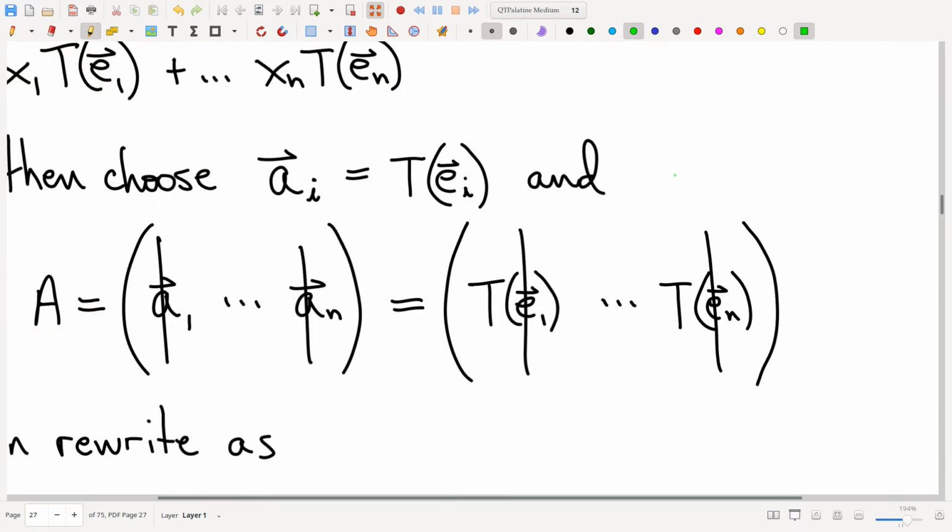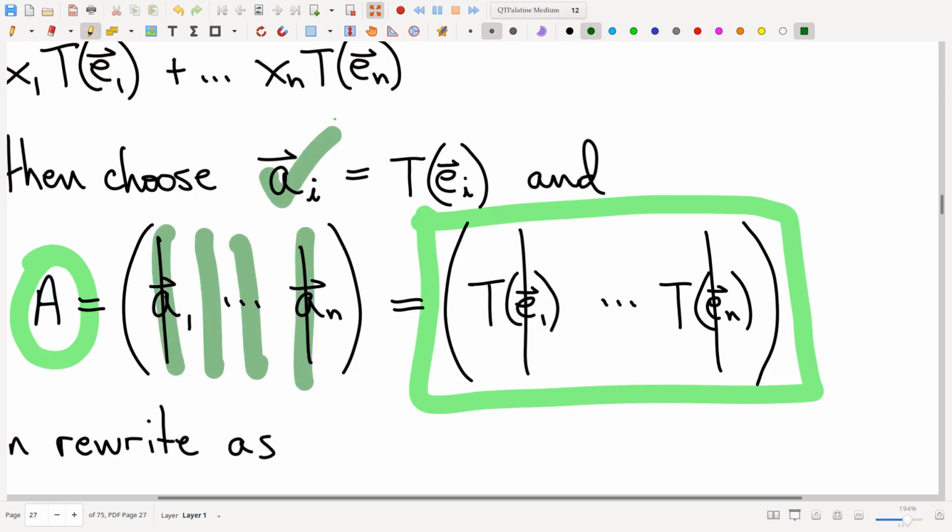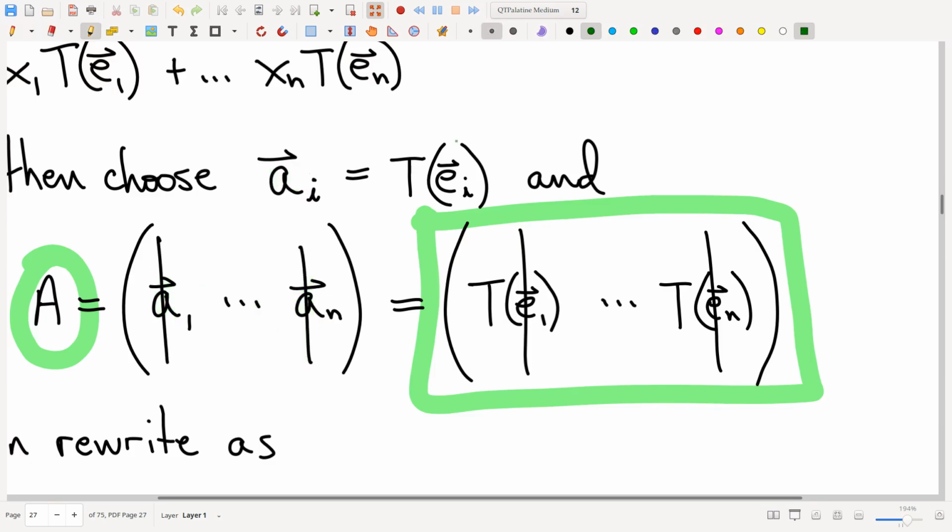What this is saying is, if you want to represent the matrix, and again, here's the formula, the columns of that matrix, I'm going to tell you what the matrix is one column at a time, right? The columns are what you get by applying the linear transformation you're interested in to the standard basis vectors. That's all it is.